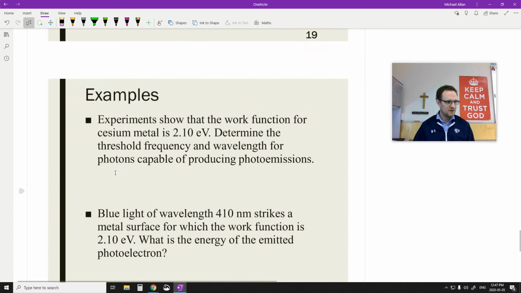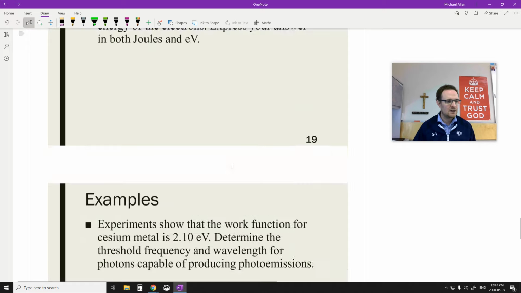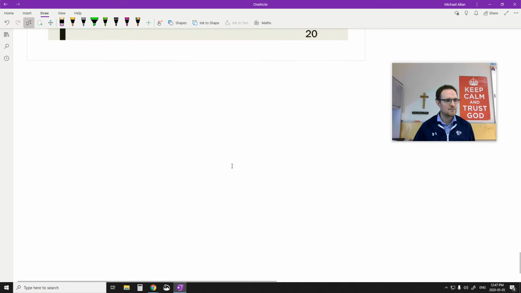Okay, so we're going to stop the video there, and the next video we'll use some of this information to calculate the maximum kinetic energies of a bunch of different metals here.